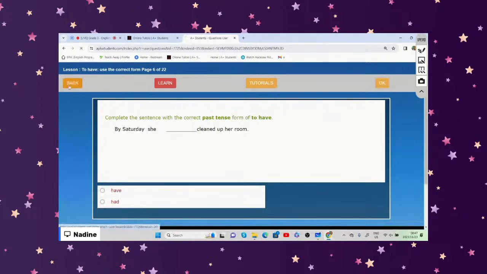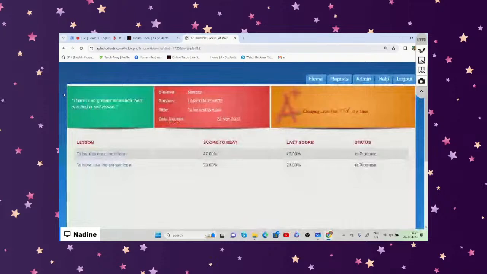All right, so that is basically the end of our lesson on the chapter to be and to have. We identified verbs under to be and to have and how to use the correct form. So I really hope that you understand and know how to distinguish between have, had, and has.